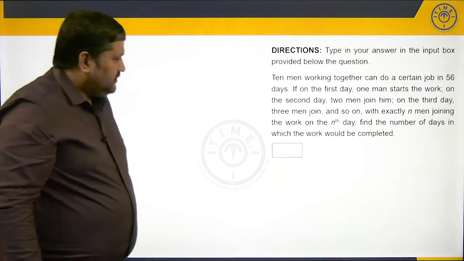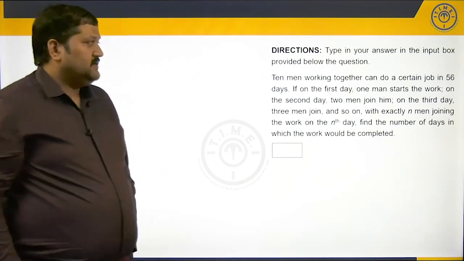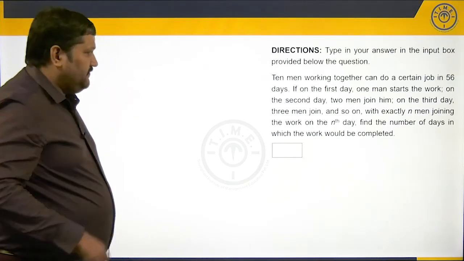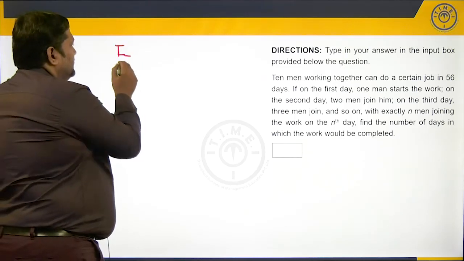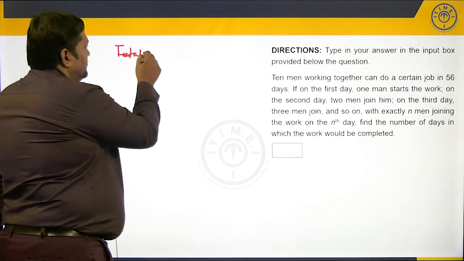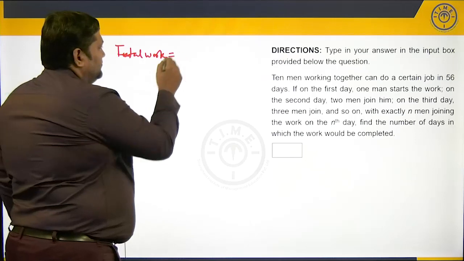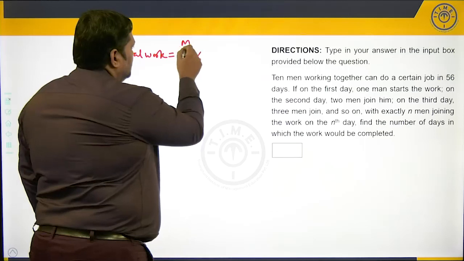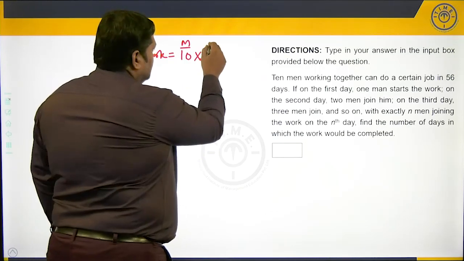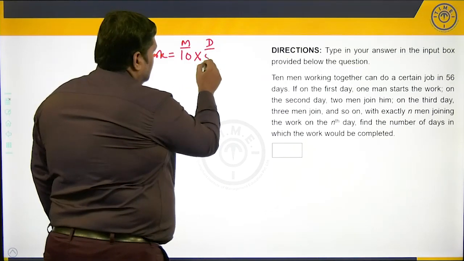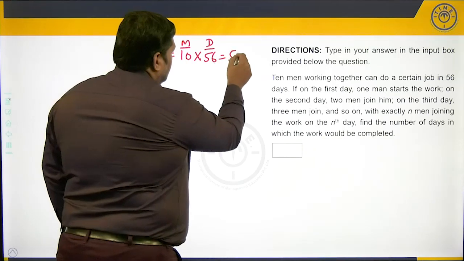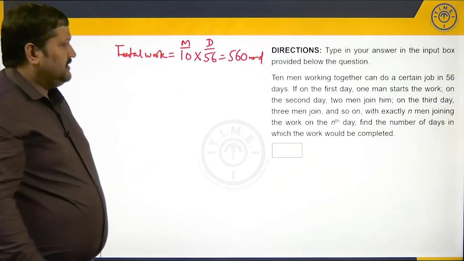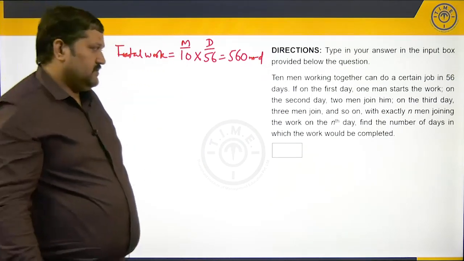The problem on time and work. 10 men working together can do a certain job in 56 days. From the first statement, can we say that the total work is nothing but what 10 men working together complete in 56 days, or I can say the total work is 560 man days of work.